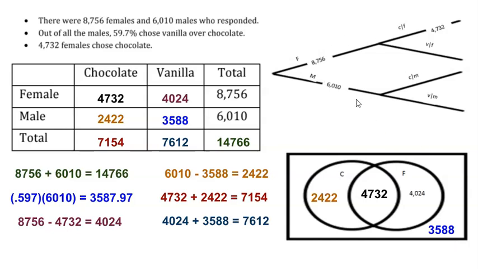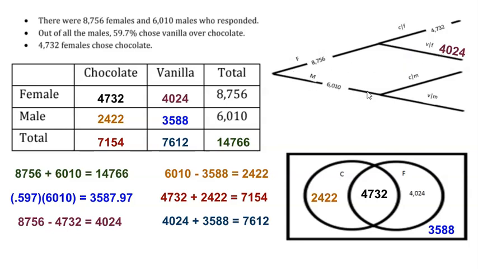Now let's take a look at our tree diagram. We can see that the first branching here, this first piece, is split between females and males. So that's these numbers here. If we continue down the female branch, it splits between chocolate and vanilla. So 4,732 females chose chocolate, so that's given that they are female, how many chose chocolate. Then this would be how many, given that they are female, chose vanilla, which would be 4,024.